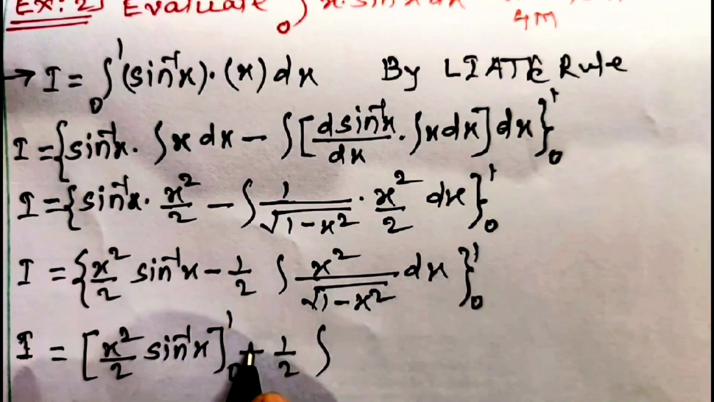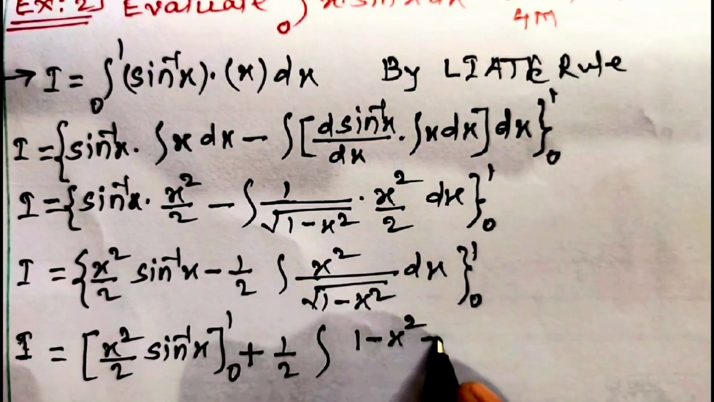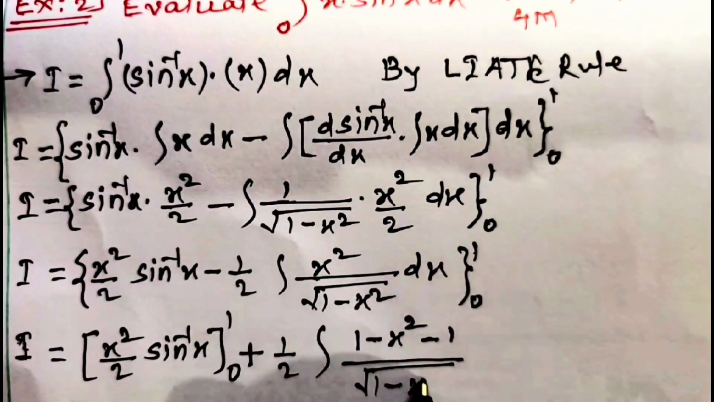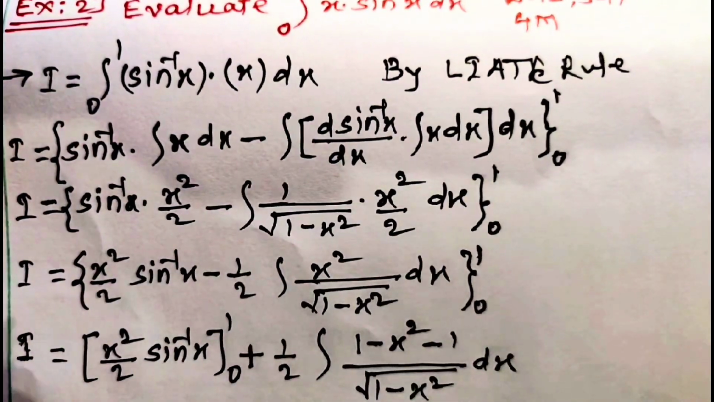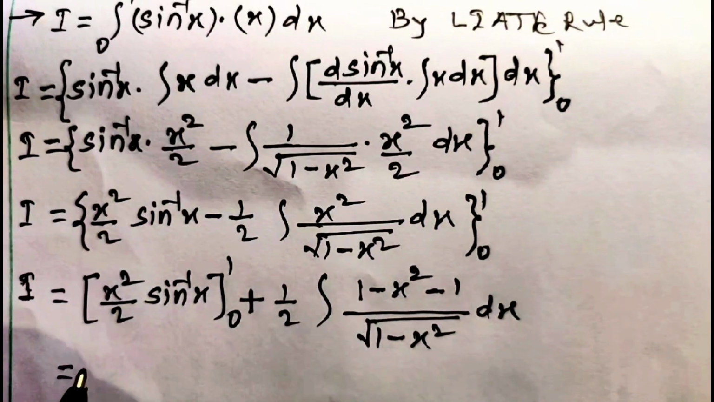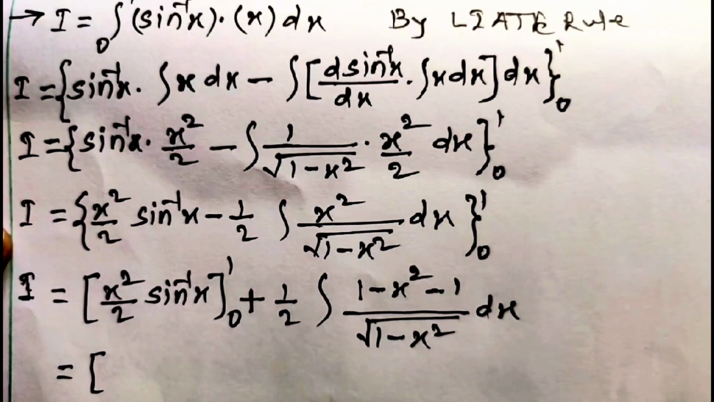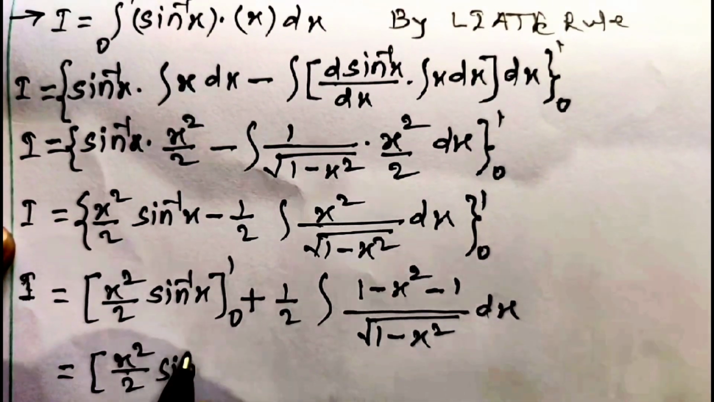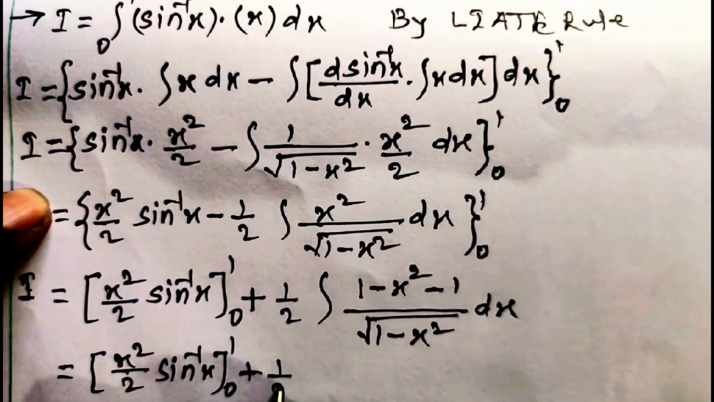So this becomes minus minus plus, and here 1 minus x square minus 1 divided by square root of 1 minus x square integral with respect to x. So this is equal to, here keep this as it is. In last step we will substitute upper limit and lower limit here. x square upon 2 sine inverse x limits from 0 to 1 plus 1 upon 2.